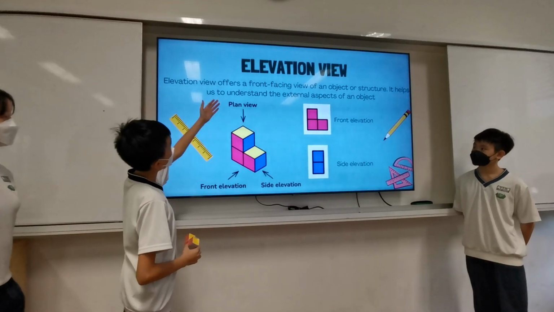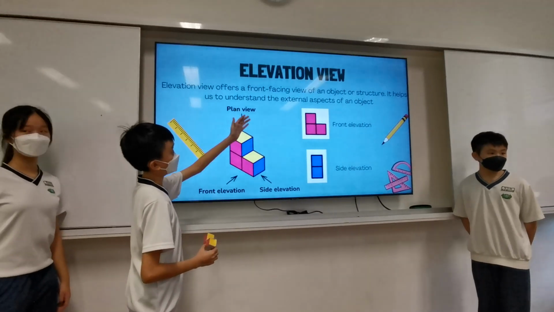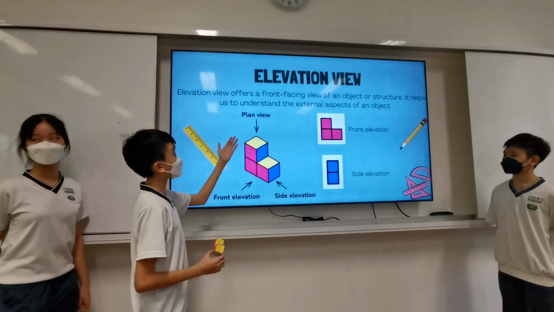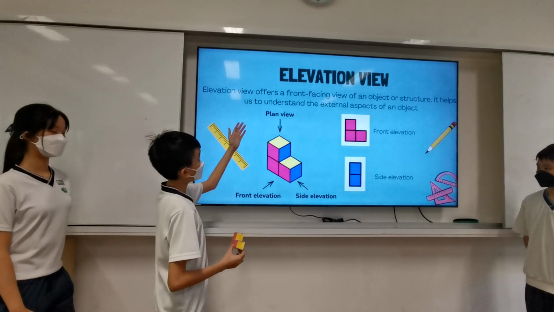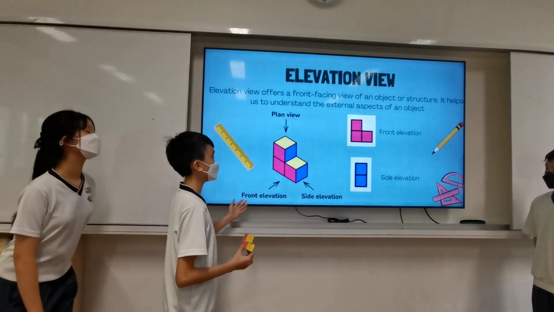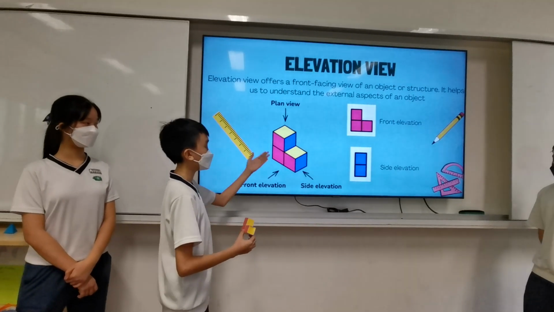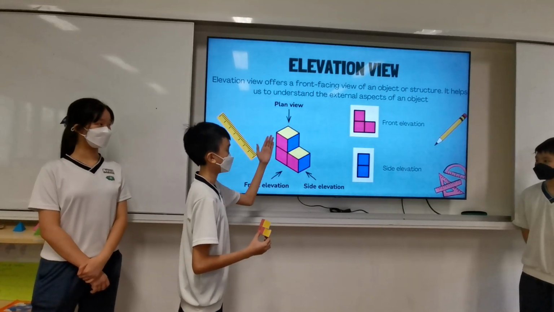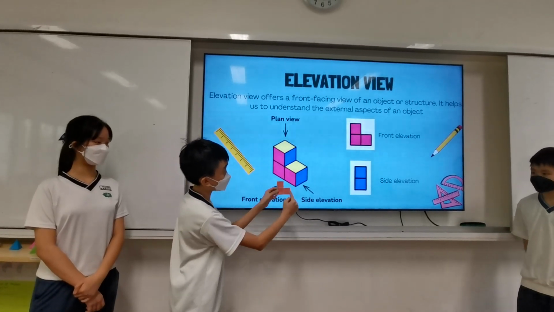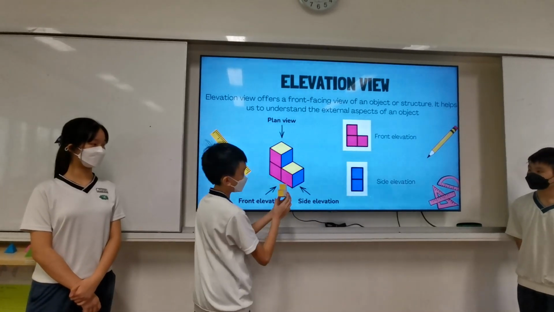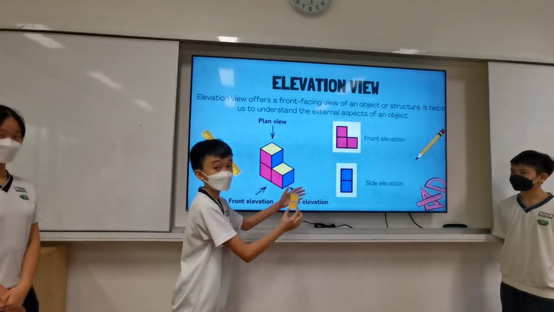So next, elevation view. Elevation view offers a front-facing view of an object, and it helps us to understand the external aspects of an object. So, elevation view includes front elevation and side elevation. Front elevation basically means front view, and side elevation basically means side view. So as you can see here, the front view is an L shape, like this, and the side elevation is also made of 2 vertical boxes.